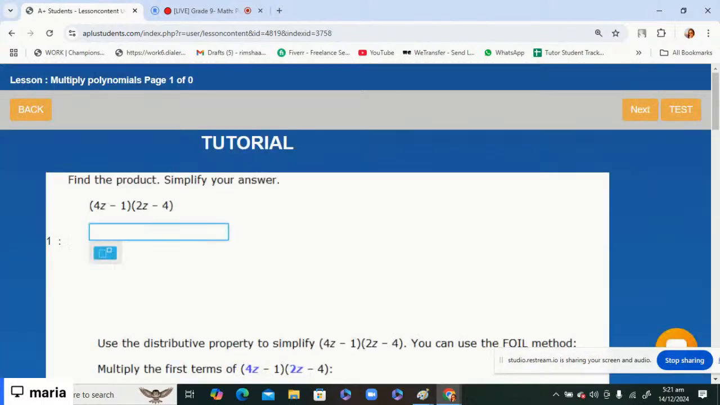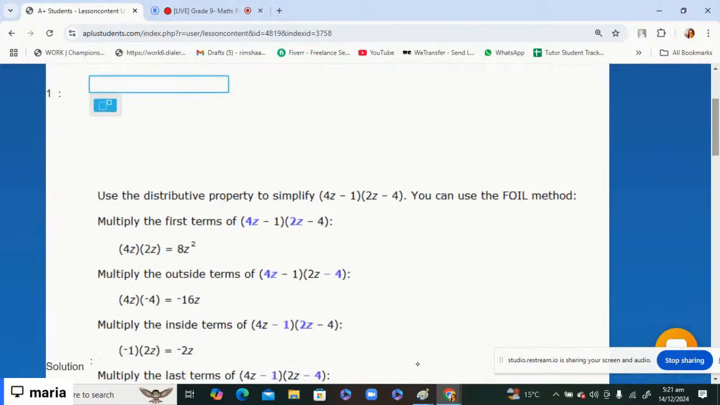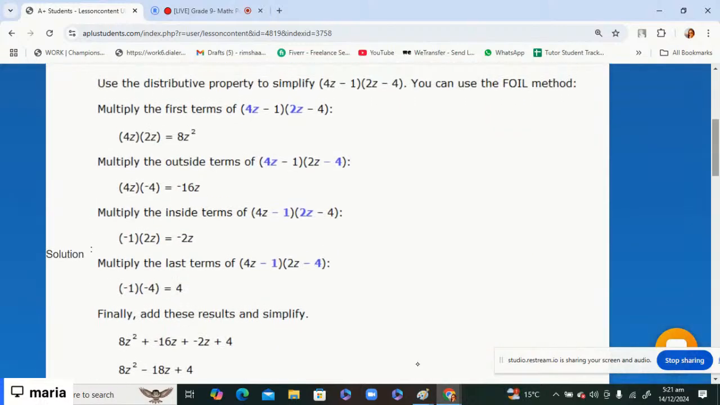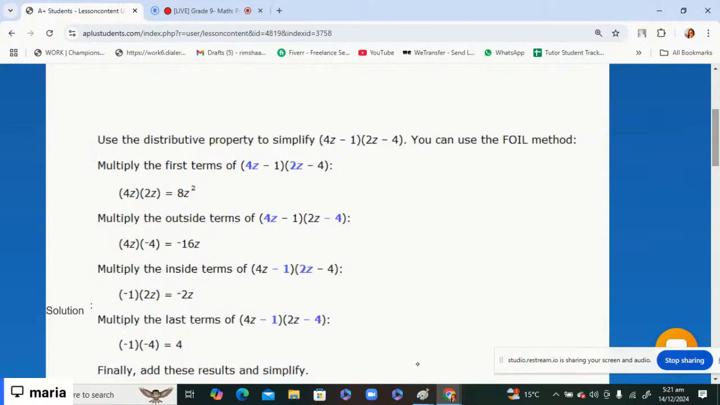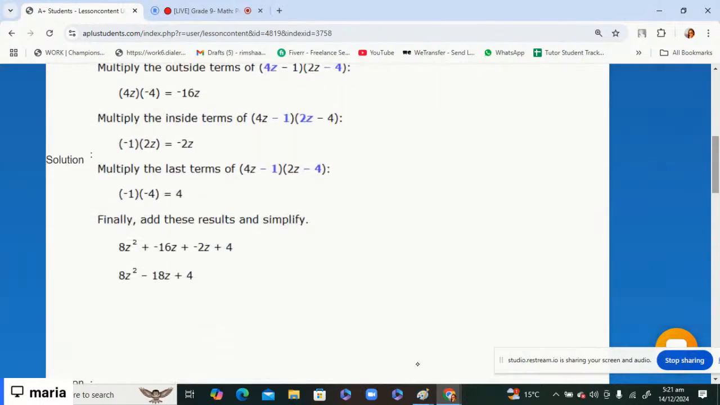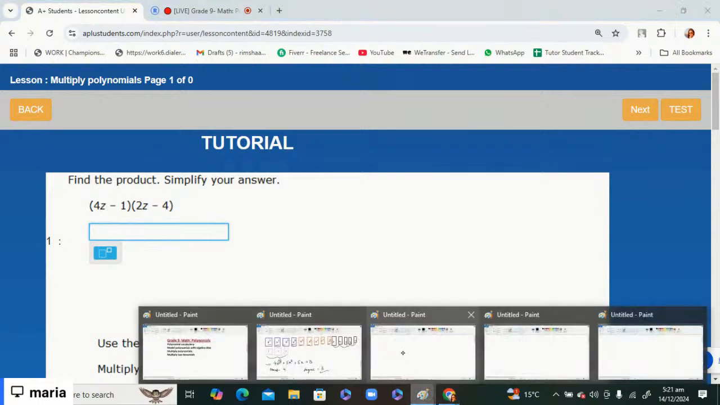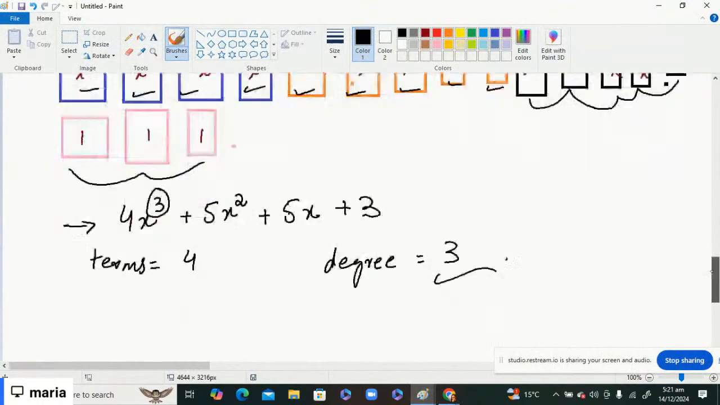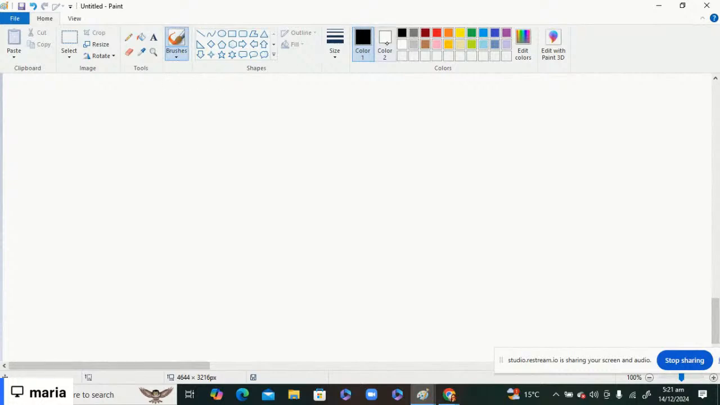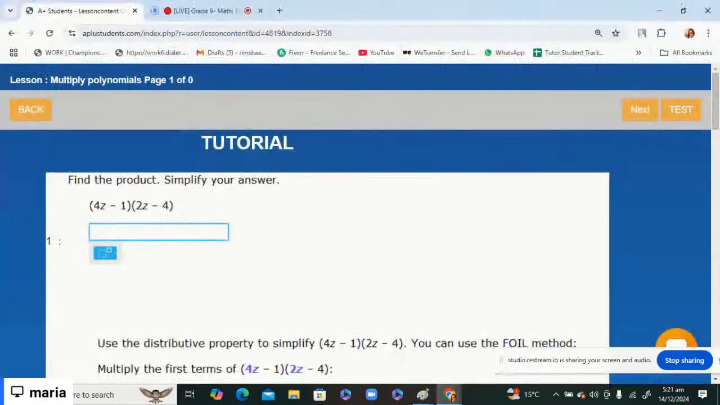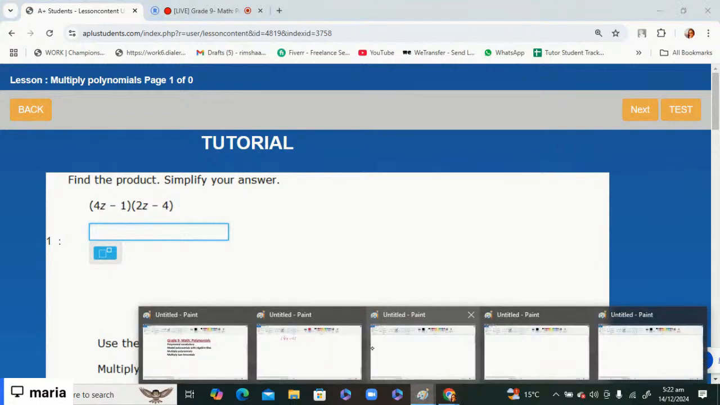Now here let's do the multiplication of this. Okay, and then we're going to check how to multiply this one and then finally we write the answer. 4z minus 1 and 2z minus 4.